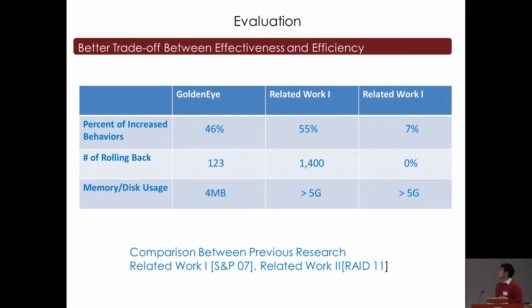And comparing memory and disk usage, our GoldenEye consumes around 4 megabytes of memory during execution. We checked the papers of related work 1 and 2, and we think their memory and disk usage were larger than 5 gigabytes.